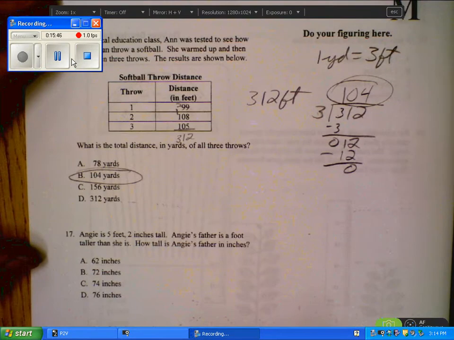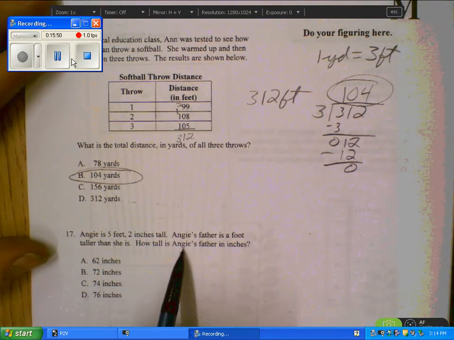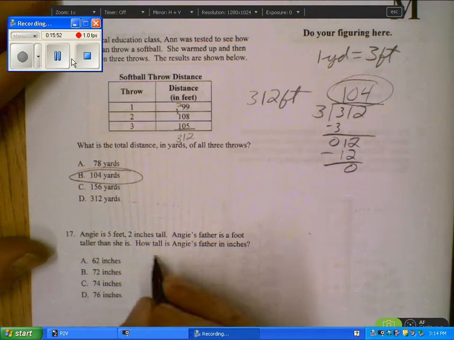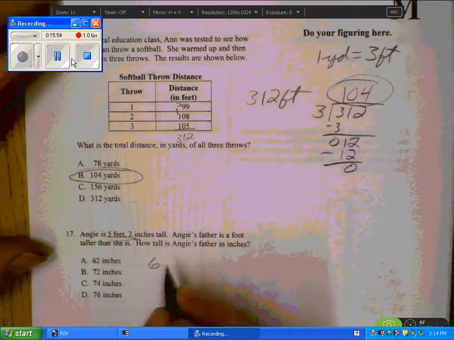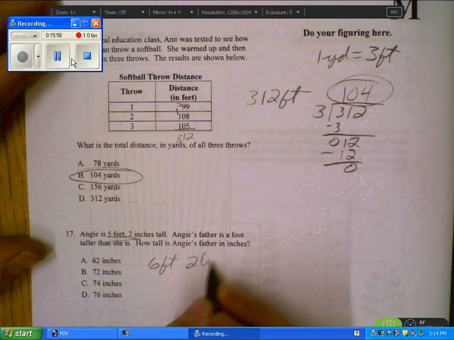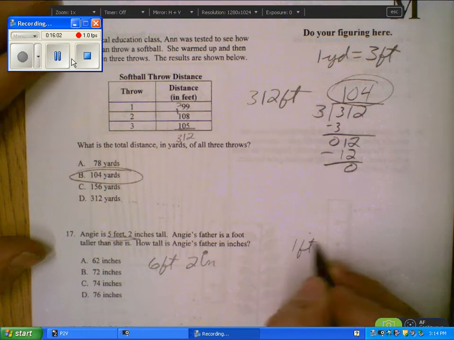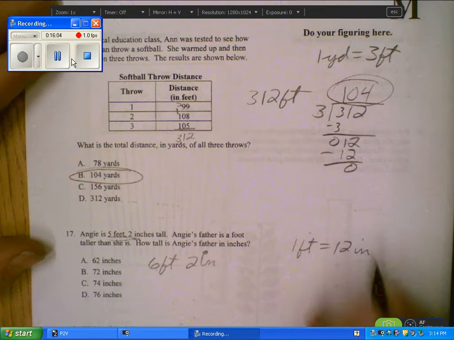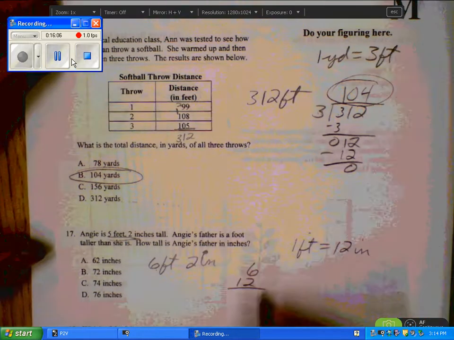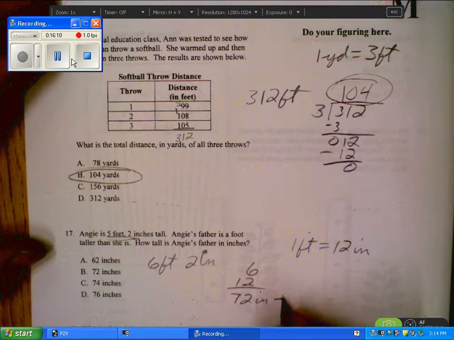Angie is 5'2". Her dad's a foot taller than her. How tall is Angie's father in inches? Well, if she's 5'2", then that means he's 6'2". Then you need to know that 1 foot equals 12 inches. Take 6 times 12, get 72 inches. But then you got to add on the 2 inches. So you get a total of 74 inches.